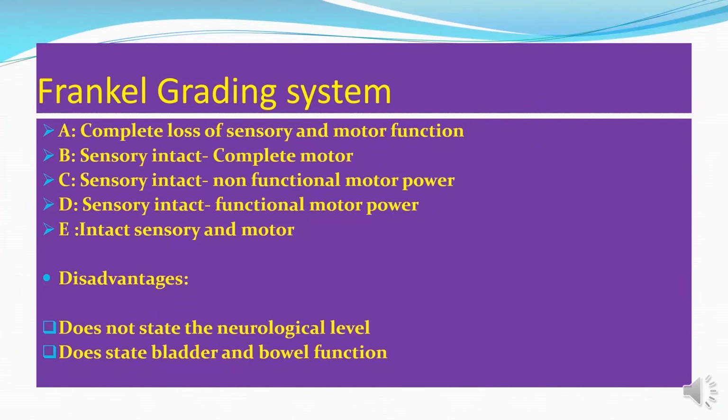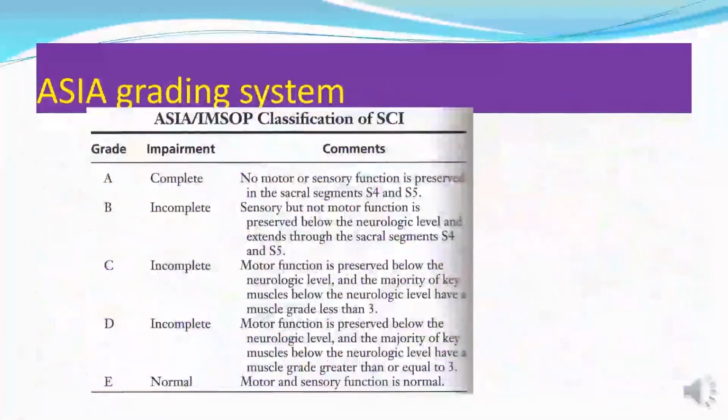We have two classification systems, which is the Frankel grading system. E is intact sensory and motor, while A is complete loss of sensory and motor function. It doesn't state the neurological level, but it does state bladder and bowel function. ASIA grading is more or less the same. It is also graded from A to E.